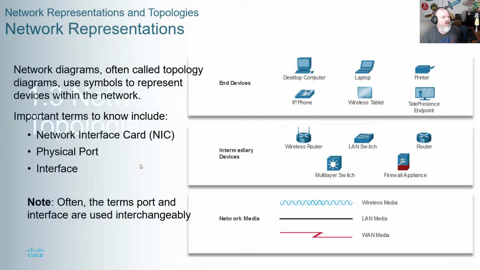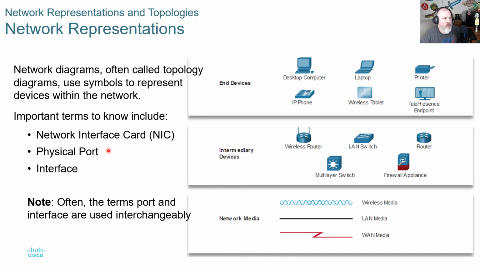Now, network representations and topologies. Network diagrams are often called topology diagrams. They use symbols to represent the devices within the network. Important terms that you need to know: network interface card, or you'll hear it called a NIC. That's a network interface card that allows you to connect to the network. All devices that are going to connect to an internet have to have a network interface card. Whether it's a wireless device or a physical device, it's got to have some type of network interface card that interfaces between the system and the network.